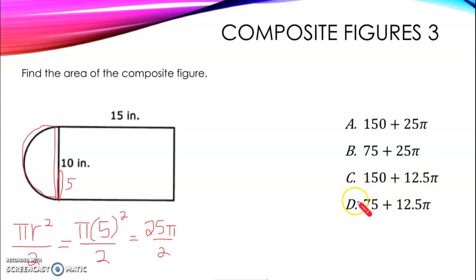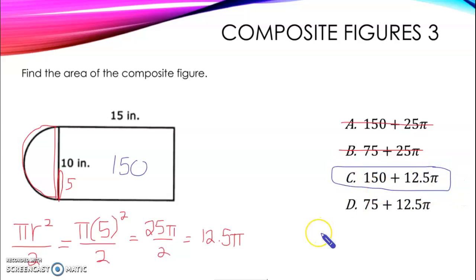I'm noticing options C and D have 12.5 pi as part of the solution there, which is a hint that A and B are not going to work out for us. And then we just have to find the area of the rectangle that's going to be added on there. So 10 times 15 is 150, length times width. And so that means we're going to be adding 150 plus 12.5 pi, and that's going to be our solution.